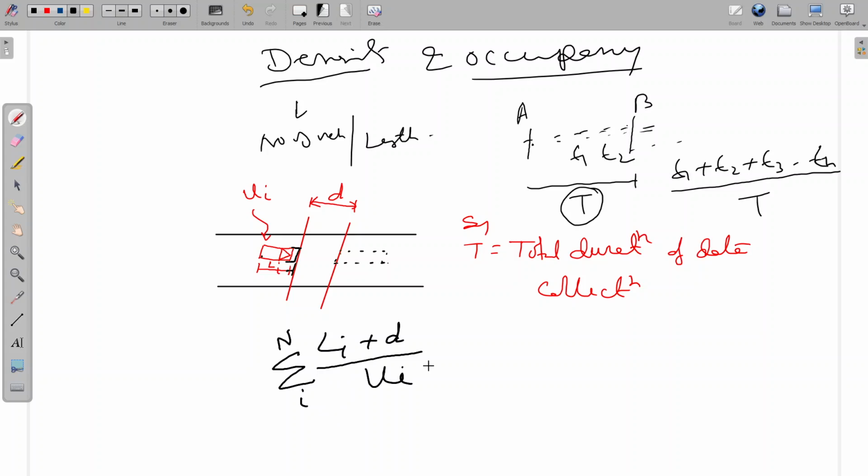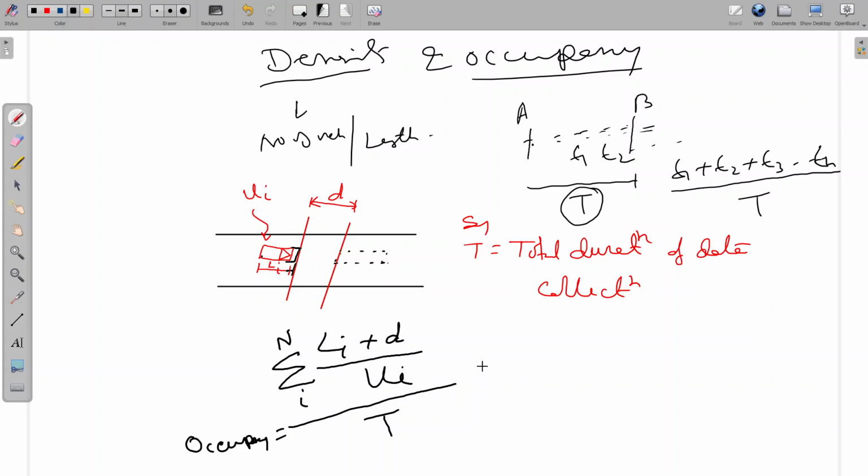Now this total time spent by n number of vehicles, over the total data collection duration, let us say the total data collection duration is capital T, is nothing but equal to what? Occupancy. So understood, clear cut? What is occupancy? Occupancy is nothing but the ratio of the total time spent by the vehicles in the detection zone over the total duration of the specific data collection time interval. So this is the occupancy that we can write.